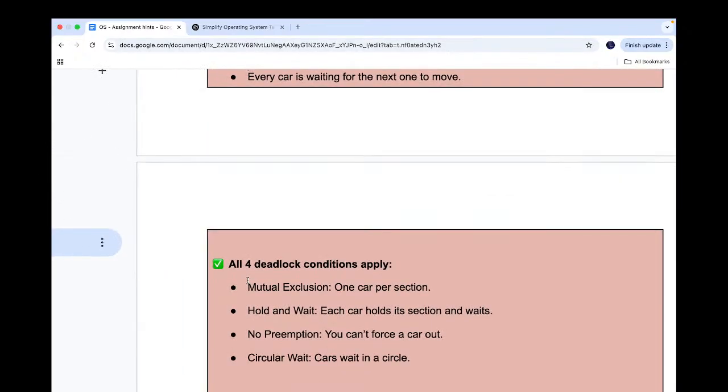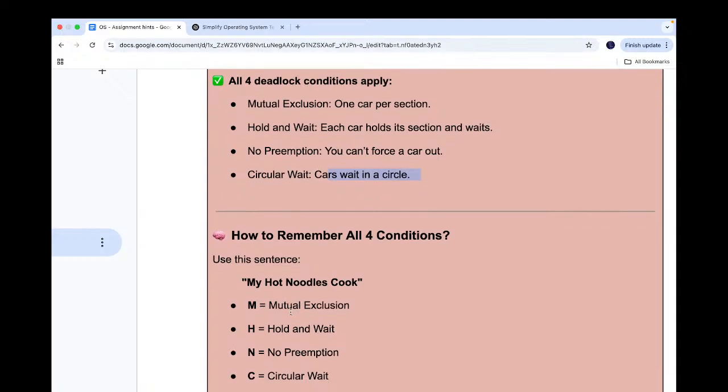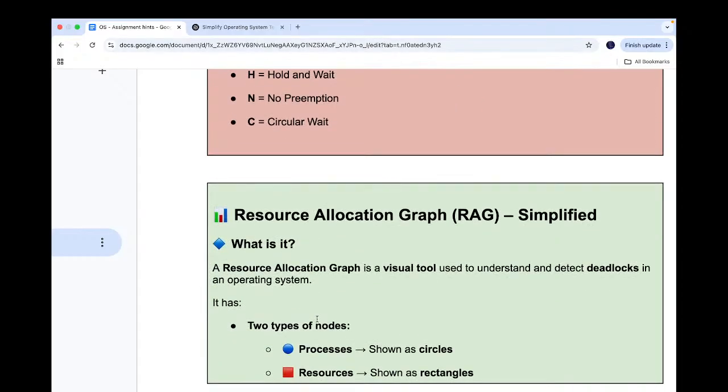All 4 deadlock conditions apply. Mutual exclusion, 1 car per section. Each car holds its section and waits. You can't force a car out. Cars wait in a circle. How to remember? Mutual exclusion, hold and wait, no preemption, circular wait.